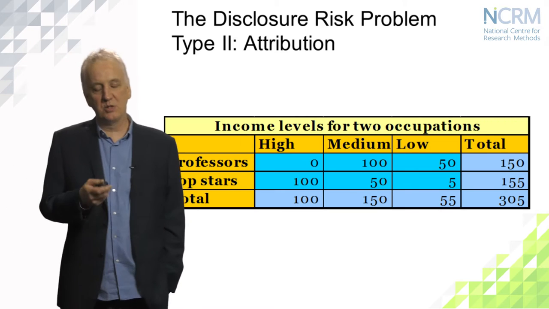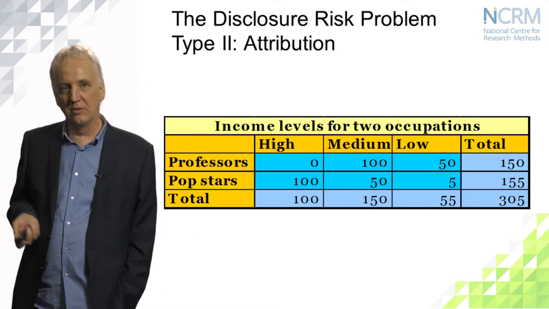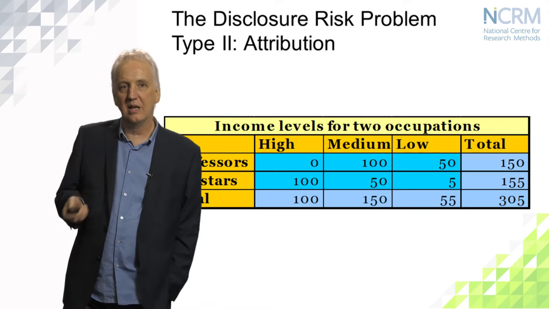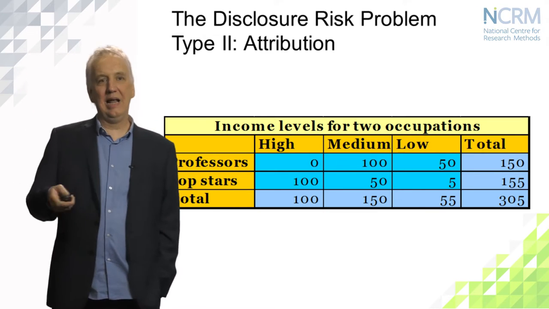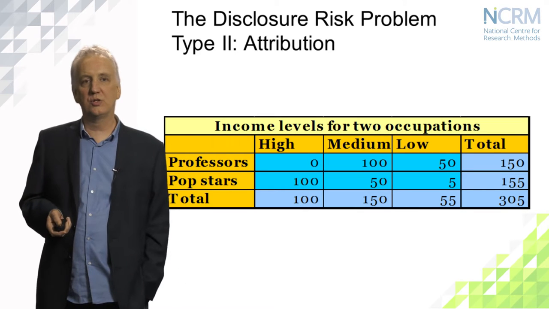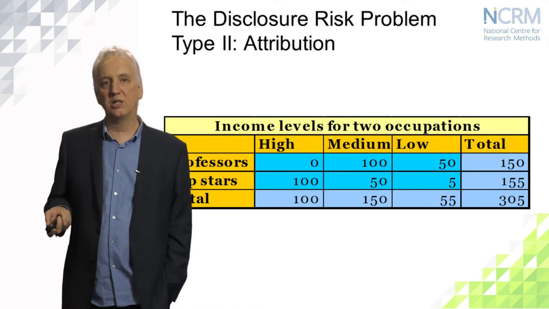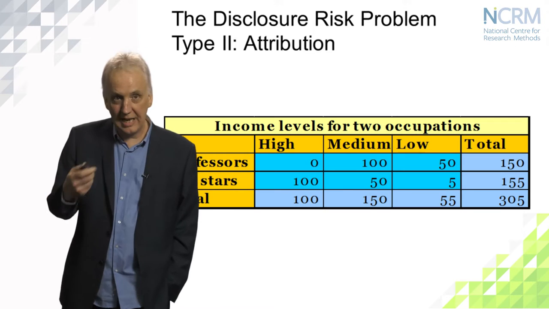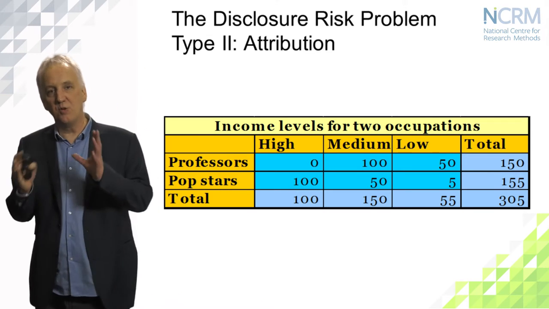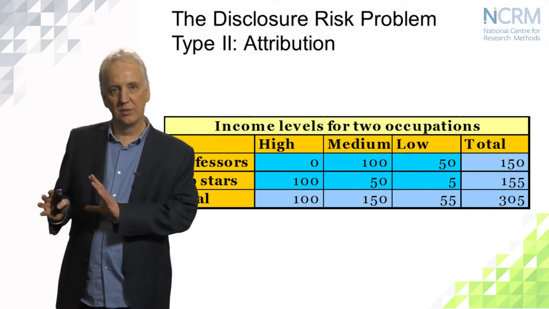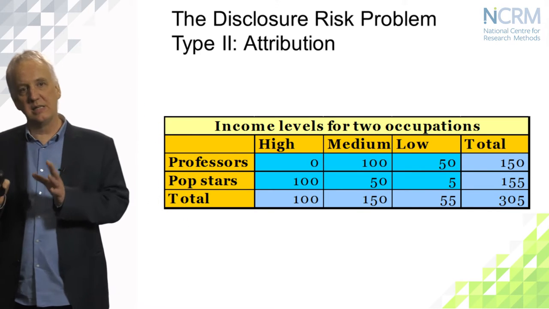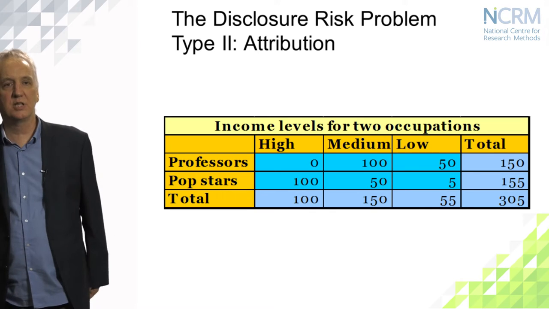Similarly, if I hear somebody boasting about their income, I earned £10 million last year, then I immediately learned that they are a pop star. So the zero allows us to make attributions given partial information. And that's a technical definition of disclosure. Now, you may question whether this is important, but that's a separate issue. The issue is, what is the minimum definition of a disclosure?